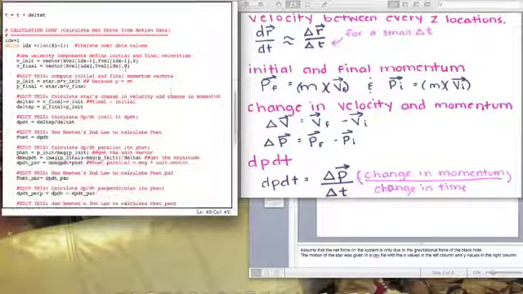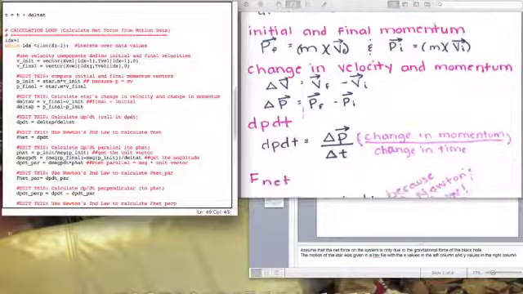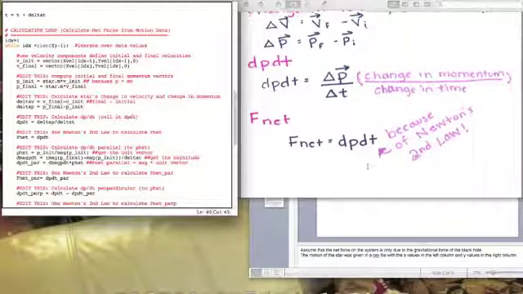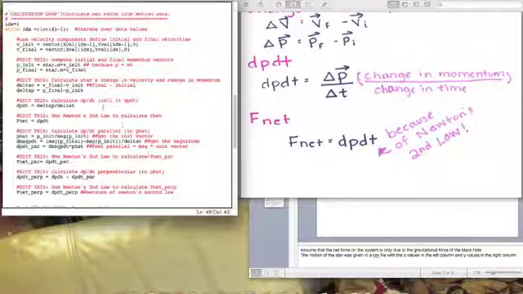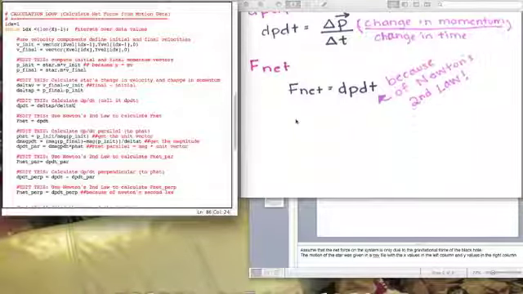In the second while loop, the initial and final momentum and velocities were calculated and used to find delta v and delta p. The motion is described by the change in momentum over the change in time, or dp/dt, right here and right here. We also know that F net is equal to dp/dt because of Newton's second law.